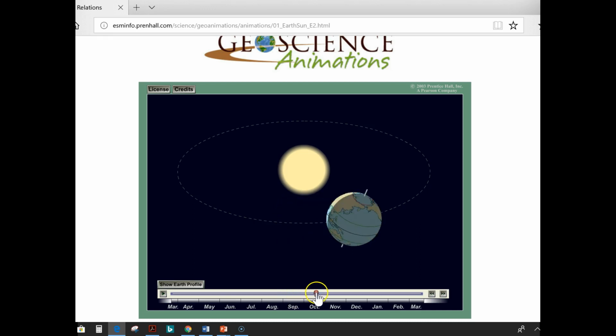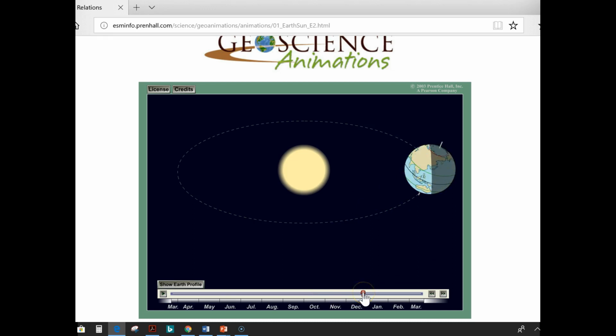As we continue to move, we'll come to December 21st. This in the northern hemisphere is the shortest day of the year, and we call it the winter solstice. If you'll notice, the northern hemisphere is pointed the most directly away from the sun during this time of year.